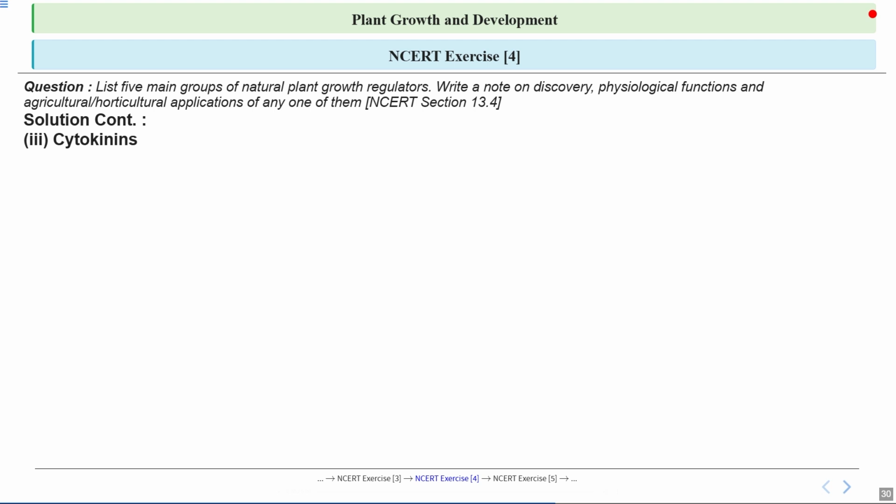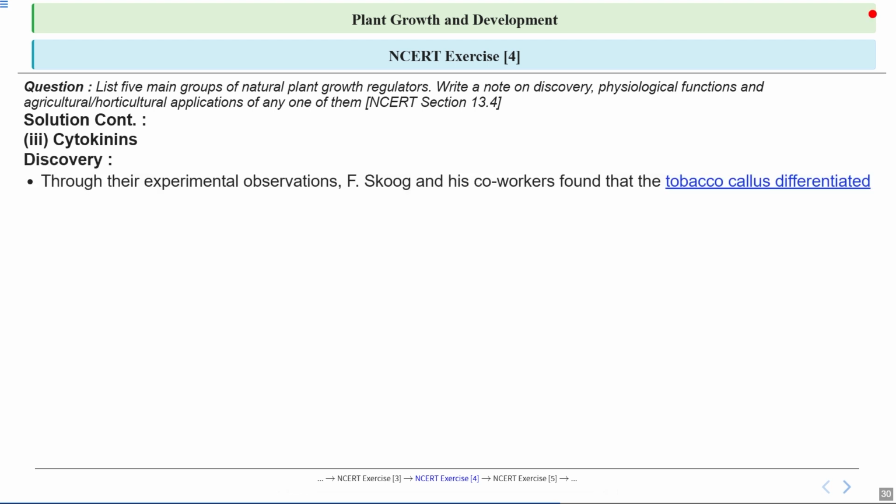Let's talk about cytokinin. Let's start with the discovery. F. Skoog and his team noticed that when they added certain substances to tobacco callus tissue, the cells began to differentiate. This was the key clue that something in those substances was promoting growth.